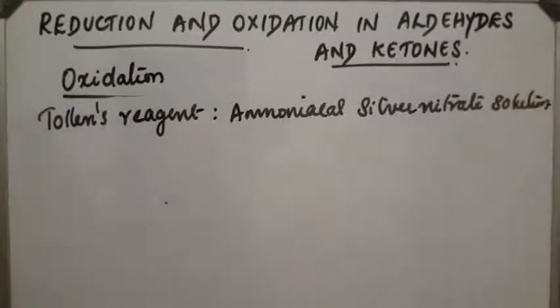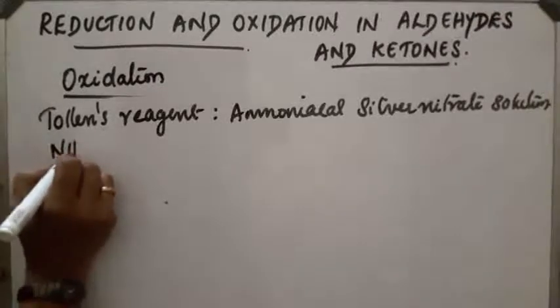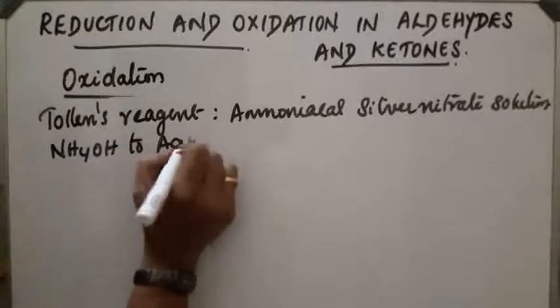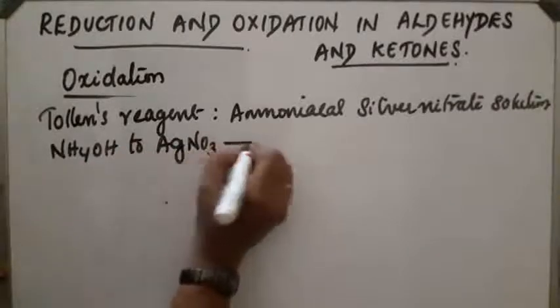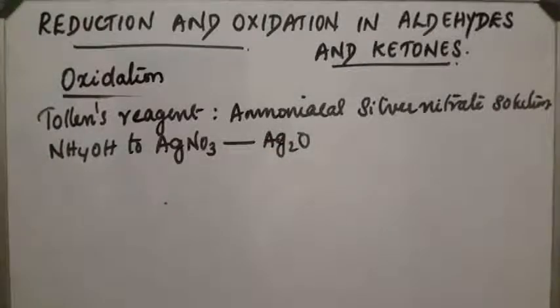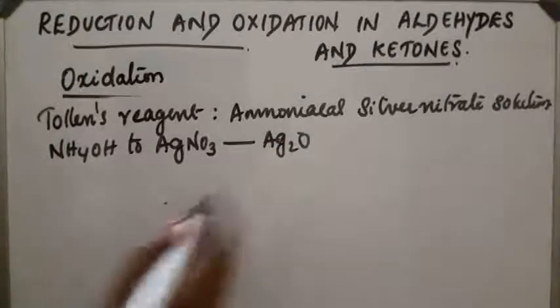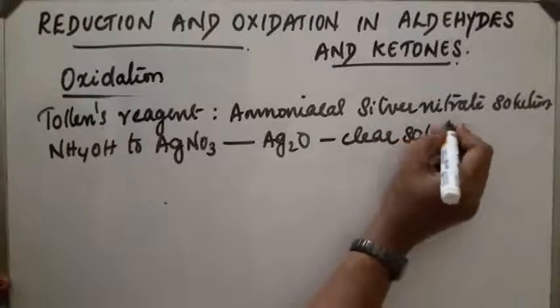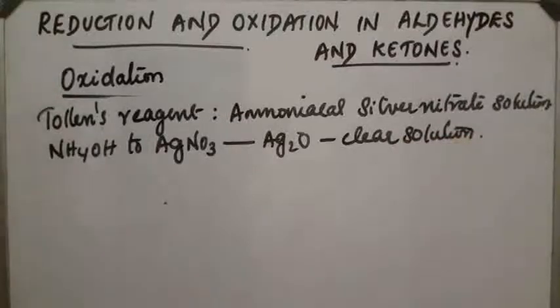Tollen's reagent can be prepared by adding ammonium hydroxide to silver nitrate, AgNO3. First, a precipitate of Ag2O will be obtained. After some time it will dissolve and form a clear solution. Like this we can prepare Tollen's reagent.